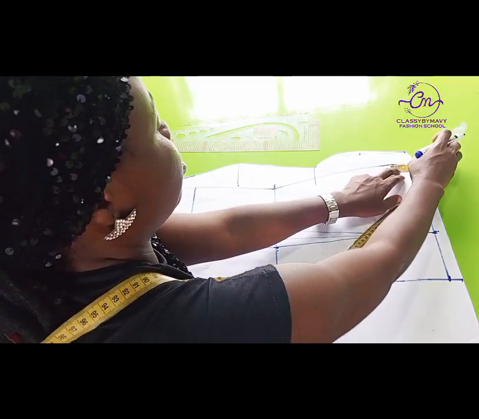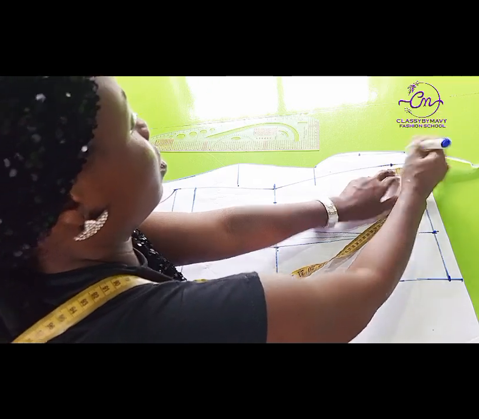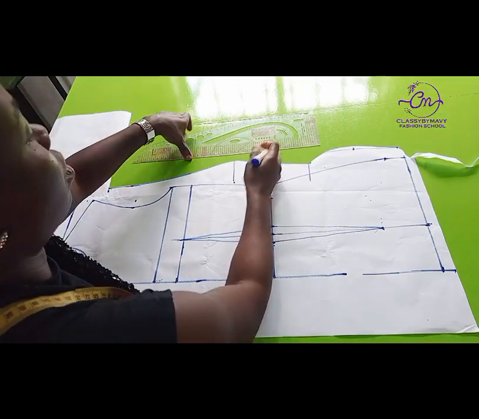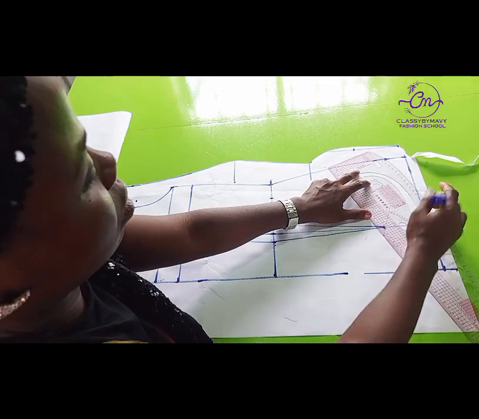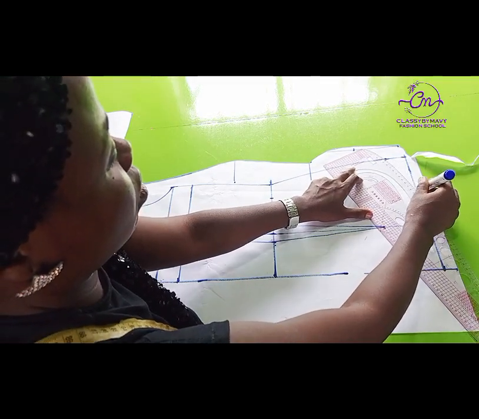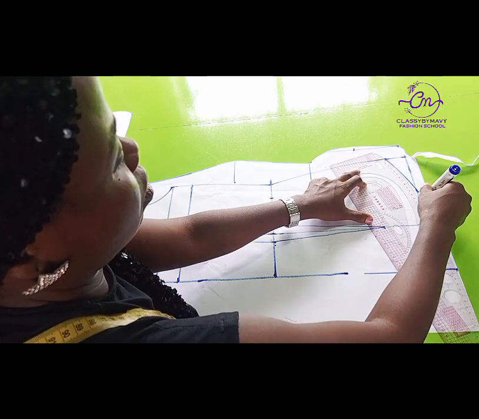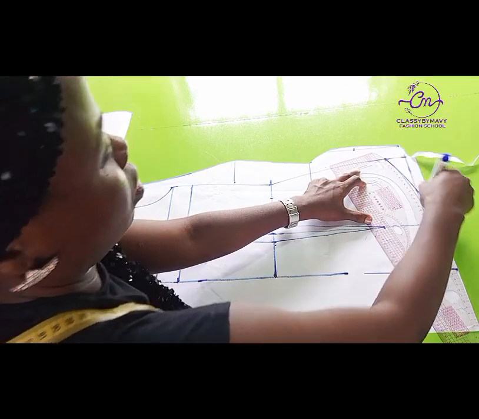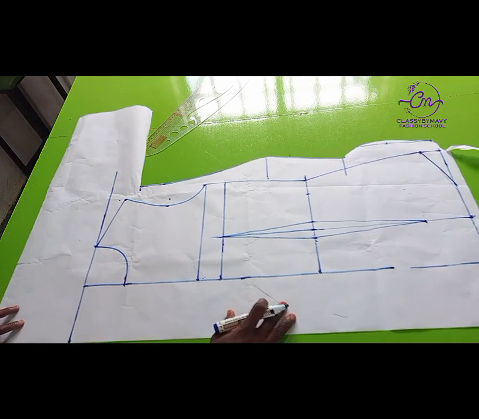Now I'll go up from this point by 1.5, just like I did for the back. I'll mark, and then I use my beautiful curve to curve the hemline just to give it a beautiful shape. Okay, like I've mentioned already, this is not rigid or compulsory. You just do whatever you want. Okay, your creativity will guide you here.